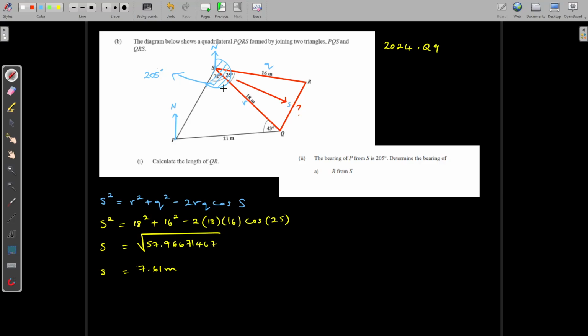And they want us to tell them the bearing of R from S. So we'd start at S again. We'd move in a clockwise direction until we get to the line connecting both points. This is S, this is R. So the bearing of R from S would just be this little piece.